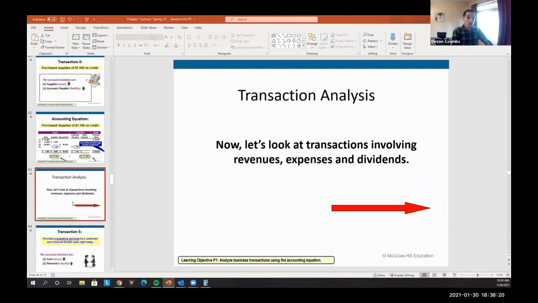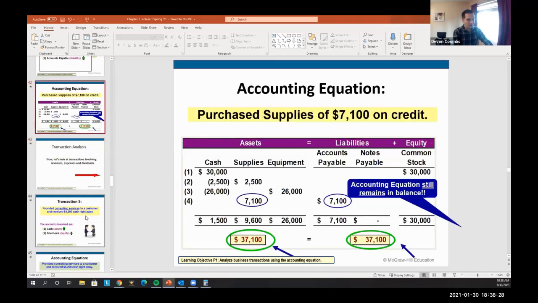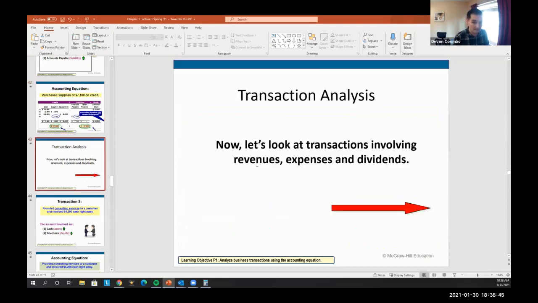Okay, so we're going to get a little more complicated now. What happens when we have revenue, expenses, and dividends? Before we get there, I'm kind of jumping ahead of the book here, but I think this is the best way to know it. This is on our financial statements. This is our balance sheet, by the way. Our balance sheet, which we'll talk about in more detail, is our assets, liabilities, and equity. When we talk about revenue and expenses, we're going to talk about our income statement.